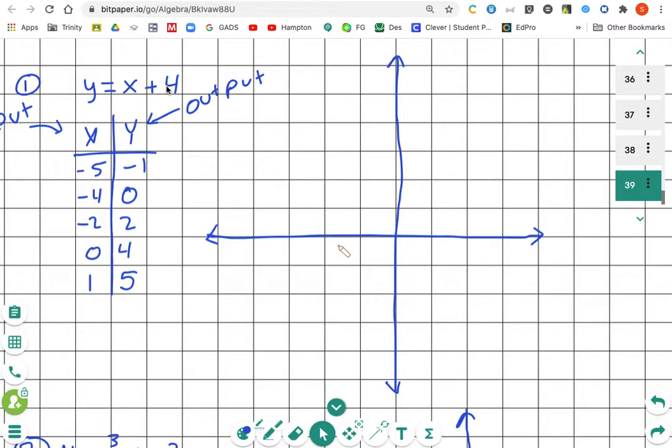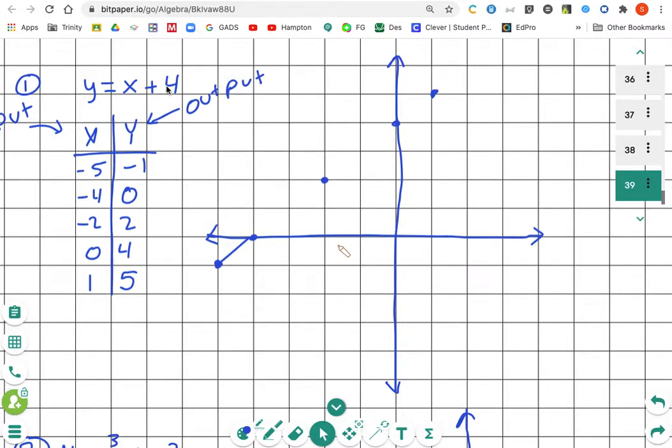Now I'm going to graph my ordered pairs. So I'm going to go -5 and down 1 to -1. And then I'm going to go -4, 0. And then -2, 2. Then 0, 4, and 1, 5.